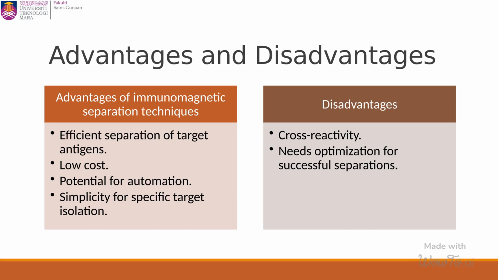Just like with any microbiology process, immunomagnetic separations need to be optimized and done in the right way, like choosing the right method, whether it's using a microcentrifuge or a column matrix.